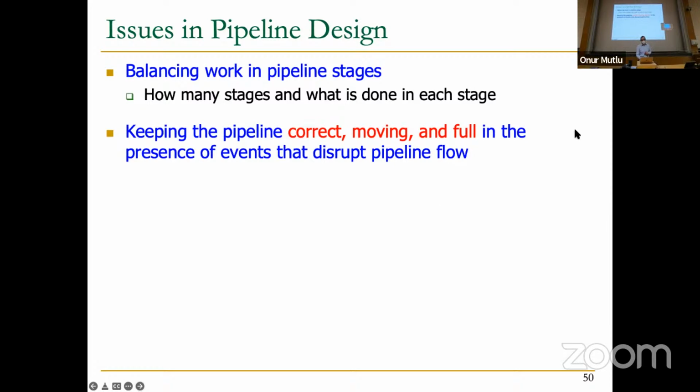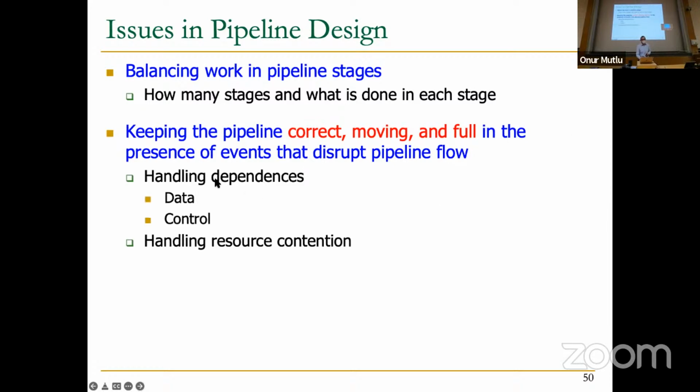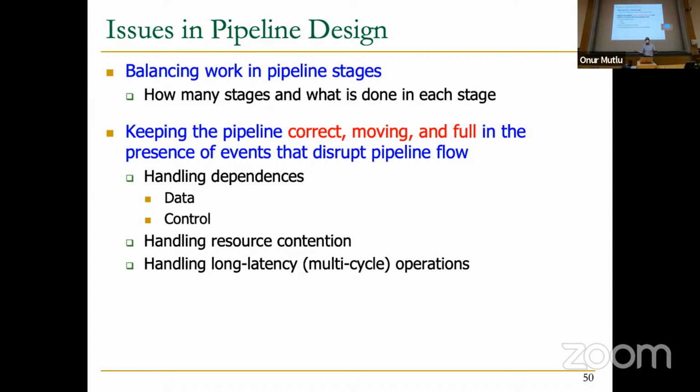And there are many events that disrupt the pipeline flow. Dependencies, for example, data and control dependencies between instructions. Resource dependencies, resource contention. We will see one example of it. And long latency or multi-cycle operations. So we actually saw the resource contention example with the dryer, right? We have a resource contention between two different instructions and we multiply the resource. So that's one way of handling the resource contention problem. Long latency operations we're going to talk more about when we talk about out-of-order execution, for example. They always cause a problem.